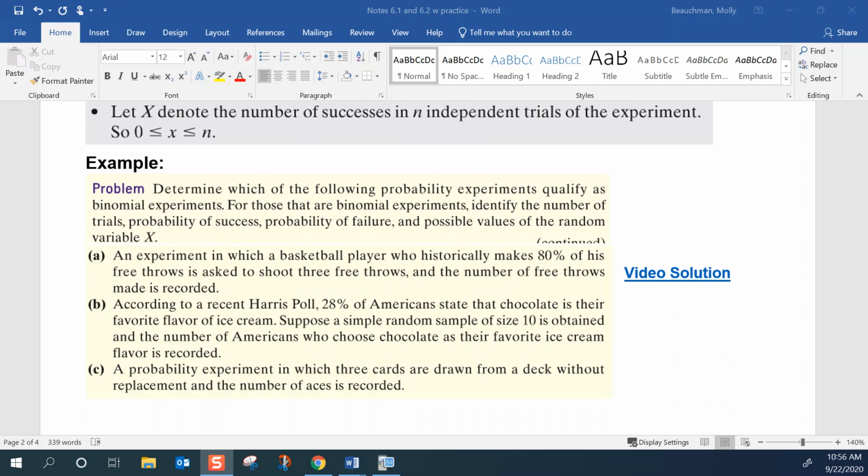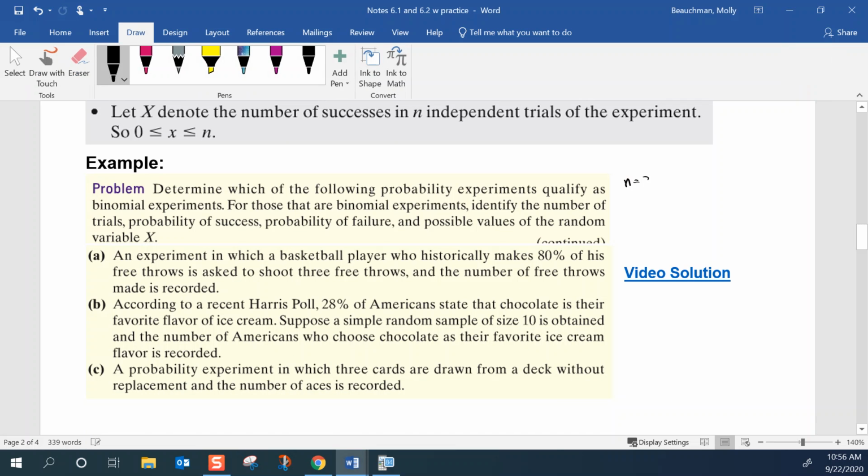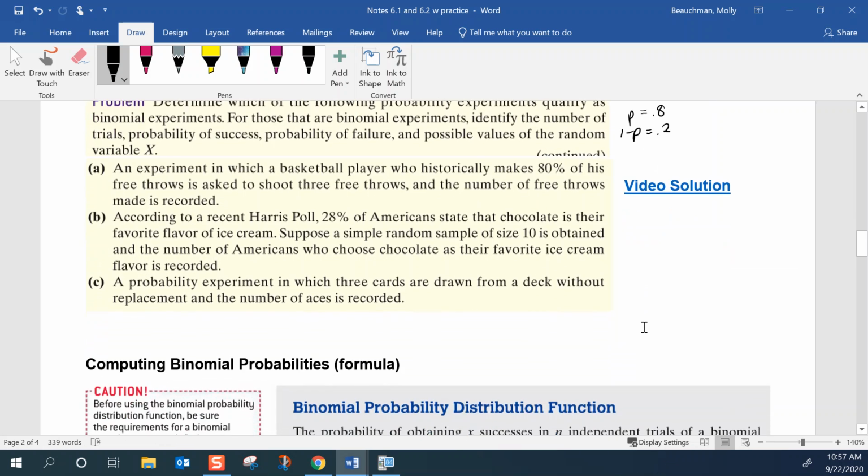So we'll just do part A. So for A, we would have n is equal to 3 trials. Probability of success is 0.8, 1 minus p is 0.2, and then we're recording the number of free throws made. Okay, the other two, please take a look at your textbook or you can look at the video solution.